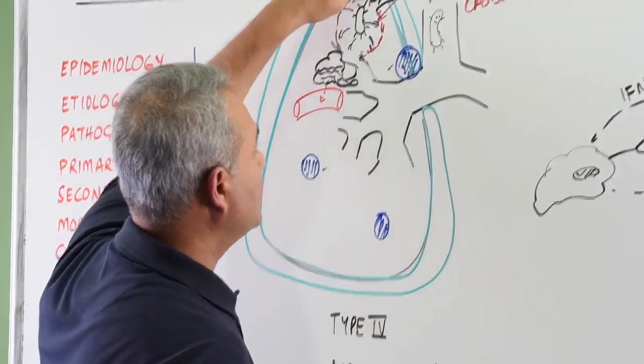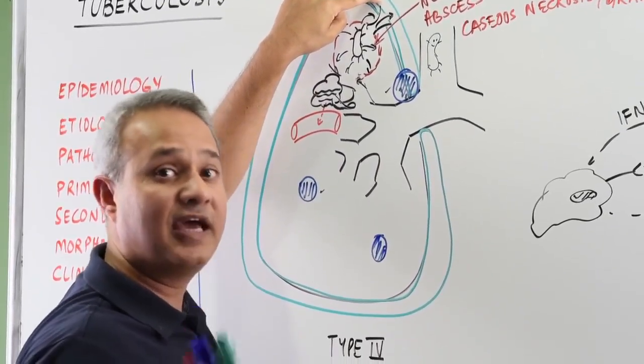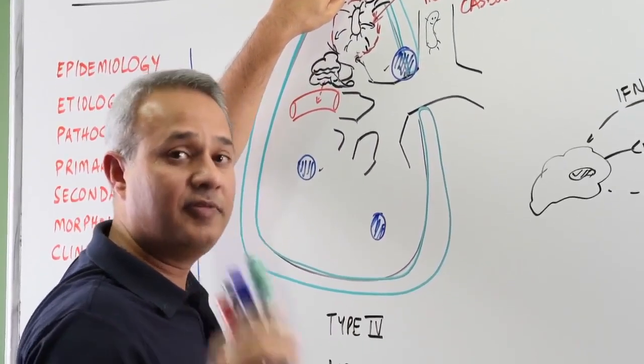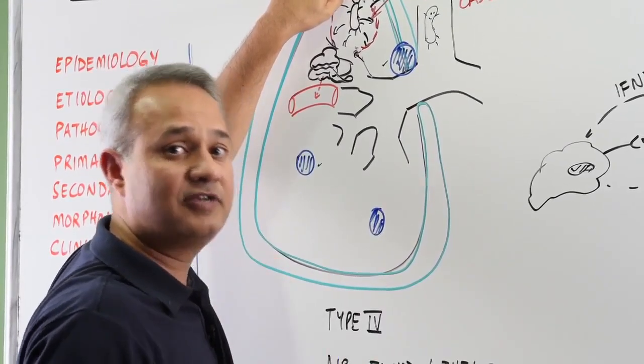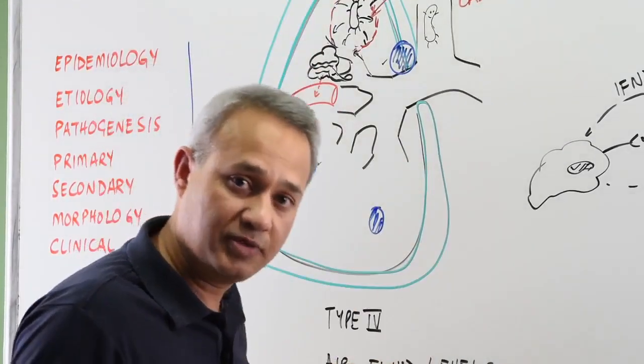Now if it has gone to the pleura, then we may have pneumothorax that would develop. We may have empyema that would develop. We may develop pleural effusion. We may develop pleural infections as well, and then pleural pain would appear as well.